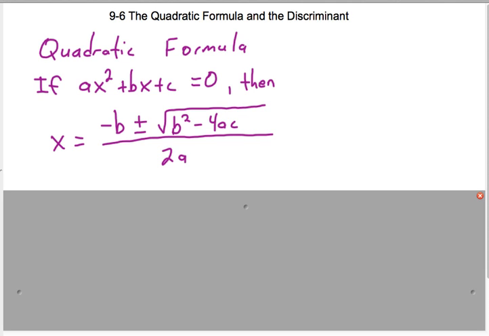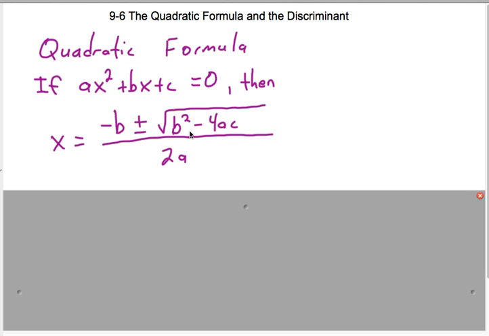Hello, in this video we'll be learning about the quadratic formula and the discriminant. The quadratic formula works when your quadratic equation is set equal to 0. So if ax squared plus bx plus c equals 0, then the x value is going to equal negative b plus or minus the square root of b squared minus 4ac all over 2a.